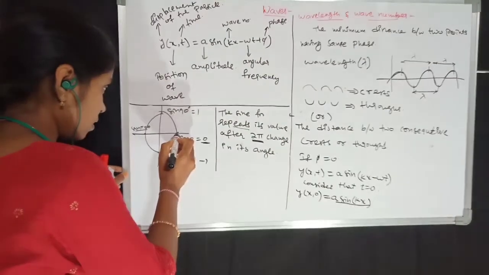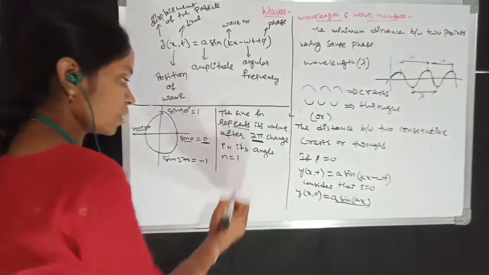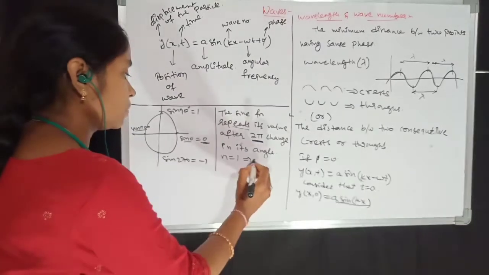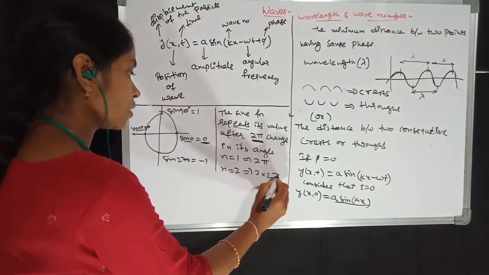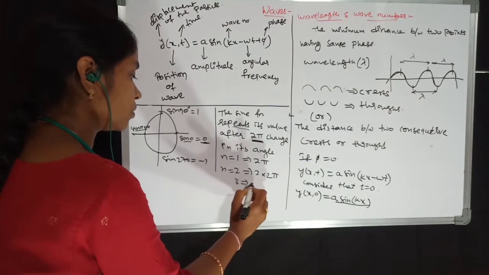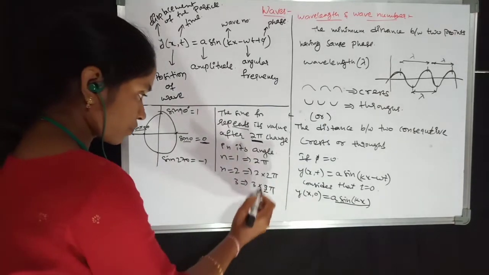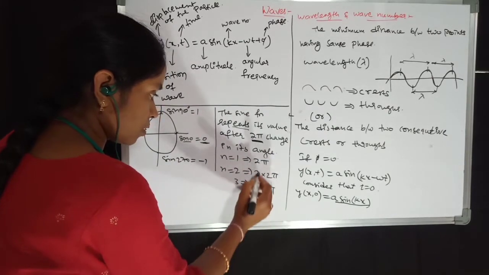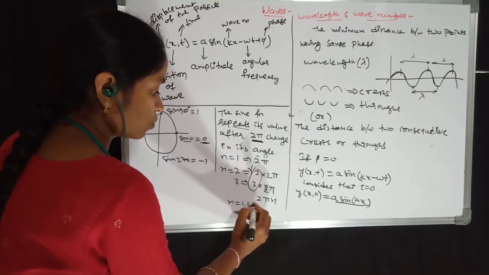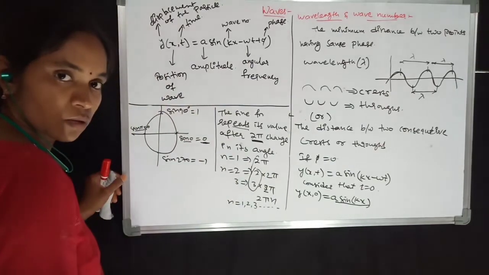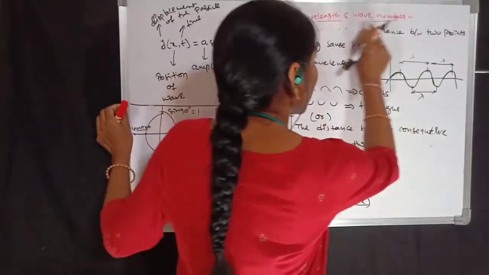And if the particle traveled one time, that is n equals 1, this will be 2 pi. And if it traveled 2 times, it will be 2 into 2 pi. If it traveled 3 times, it will be 3 into 2 pi. That means this 2 pi is multiplied by n. This n is nothing but 1, 2, 3, 4, and so on. Okay? So this sine function repeats its value at 2n pi.